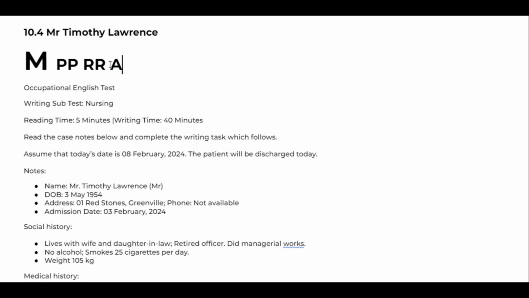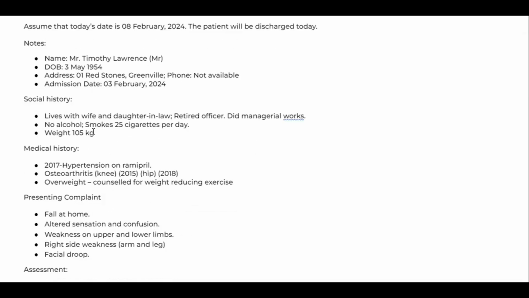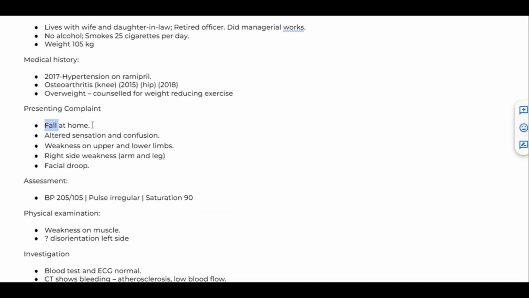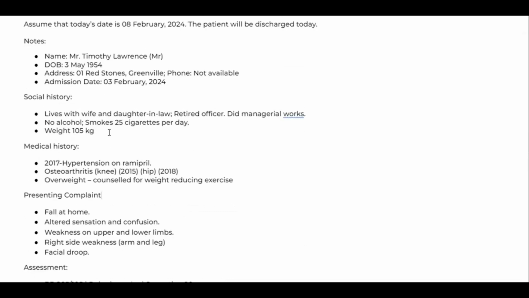You have to find out the admission condition and the admission date. These two things you have to find out. I hope you got it. What is the admission condition of this one? Fall at home. This is the admission condition. So you have to use this one. Very important, two things are important here. When was the patient admitted? You have to take this one. Admission date is 3rd February.